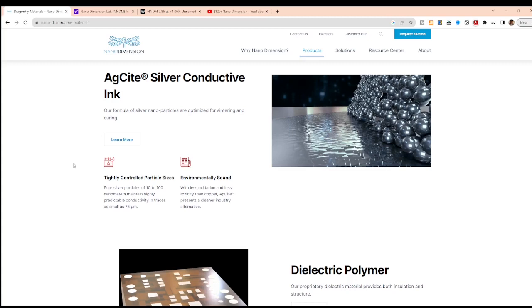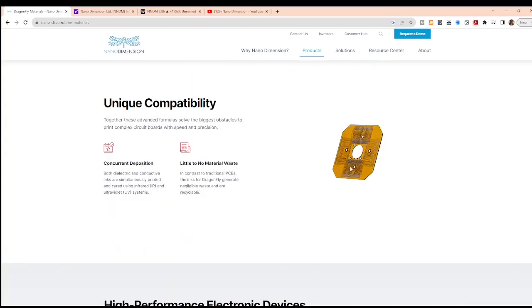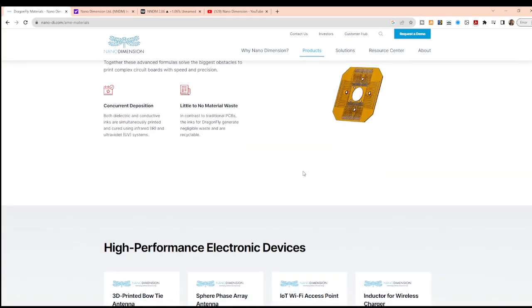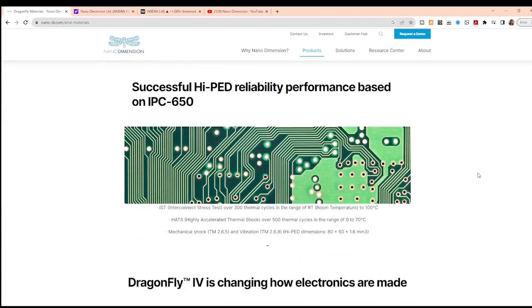So they have their Agsite silver conductive ink. They have the dielectric polymer, which is basically everything that is not the silver, which provides insulation and structure to it. And because of this, they basically can combine these things. So you have the conductive and non-conductive parts to make complex, high-performance electronics devices from anywhere. Basically, as long as you have the Dragonfly printer, you can make something.